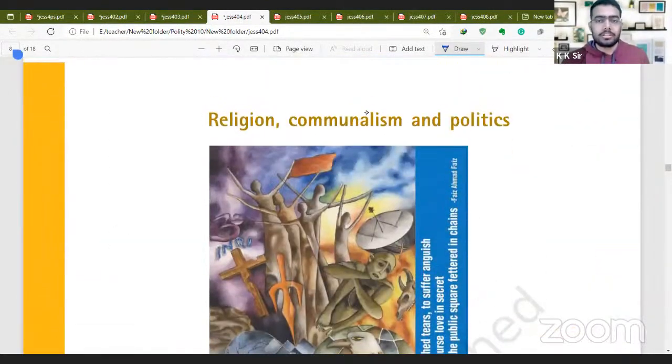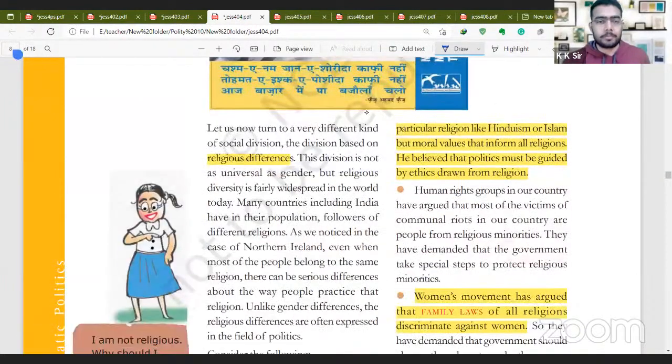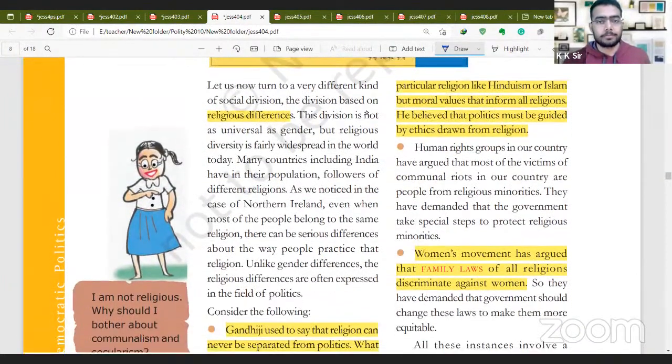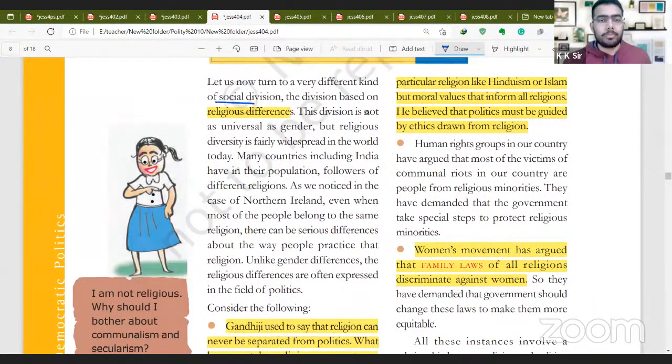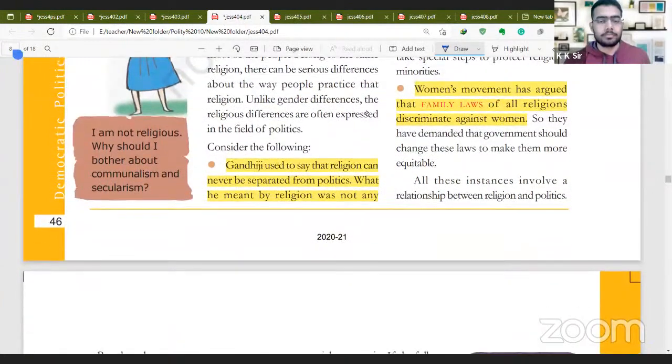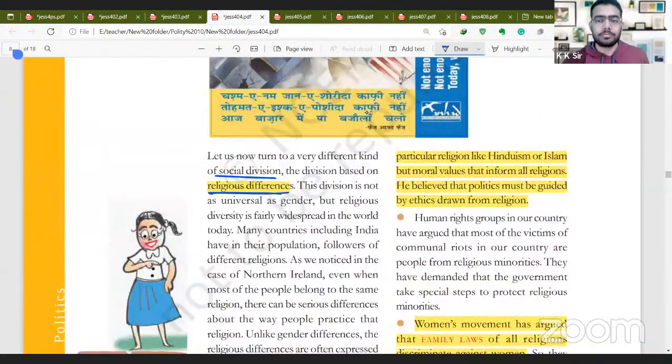Now religion, communalism and politics. One of the major social divisions is religious differences. गांधी जी क्या कहते हैं? Gandhi used to say that religion can never be separated from politics. What he meant by religion was not a particular religion like Hinduism or Islam, but moral values that inform all religions. He believed that politics must be guided by ethics drawn from religion.